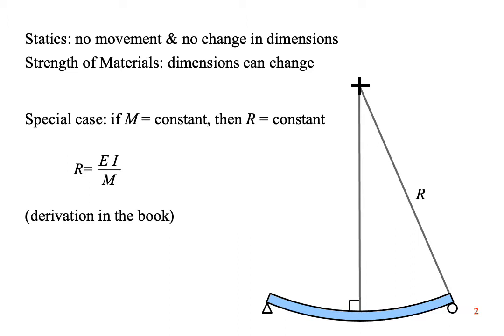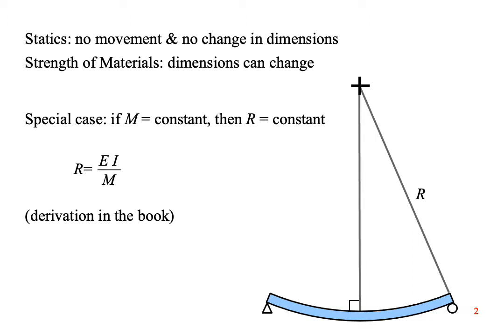When you solved for forces in trusses using the method of sections or the method of joints, you assumed that all the truss members had a fixed length, and the angles of truss triangles did not change. In strength of materials, we agree that dimensions can change. Tension members stretch, compression members shrink, torsion bars twist, and beams bend.